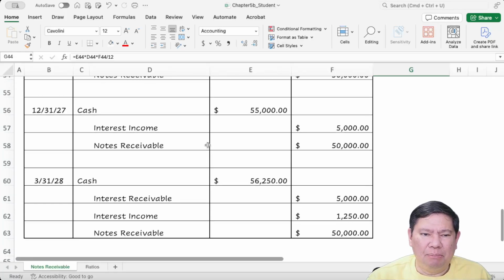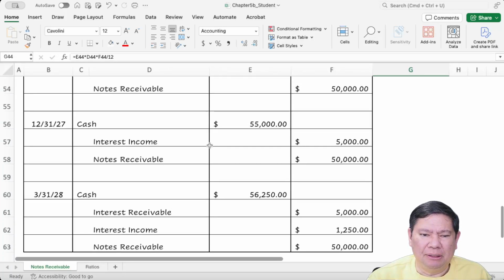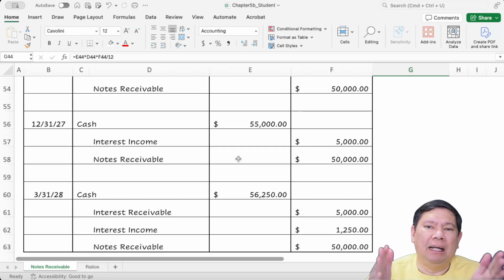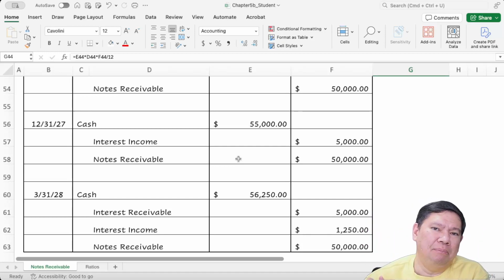Okay, so that's how we prepare the different journal entries for different days, different payment time. Make sure that we calculate the interest income correctly, depending whether it's 6 months, 12 months, 15 months, or any other months.